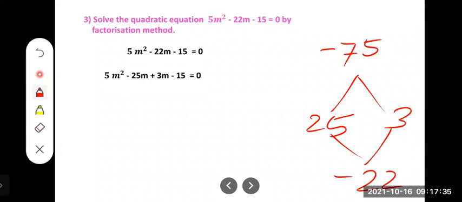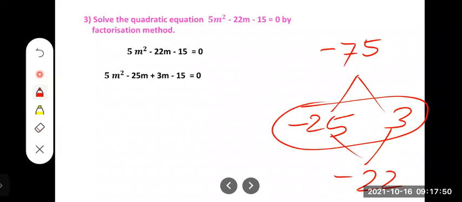Now you see, we want a minus sign here, on top also minus, and below also minus. So what we can do is put the minus sign on the greater number. Now you see, plus into minus is minus, 25 3s are 75. We are getting different signs, so subtract. Minus 25 plus 3 is how much? You will get minus 22 here, children. Now you write here, instead of minus 22m, minus 25m and plus 3m, and minus 15 equal to 0.